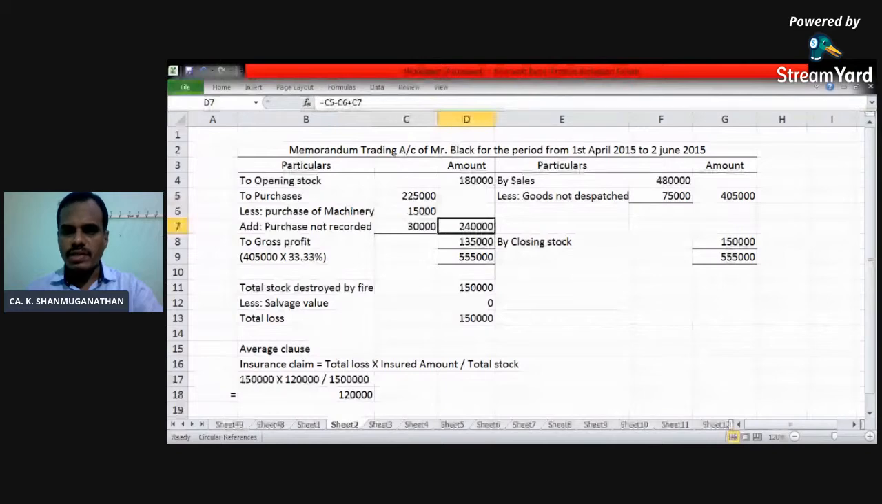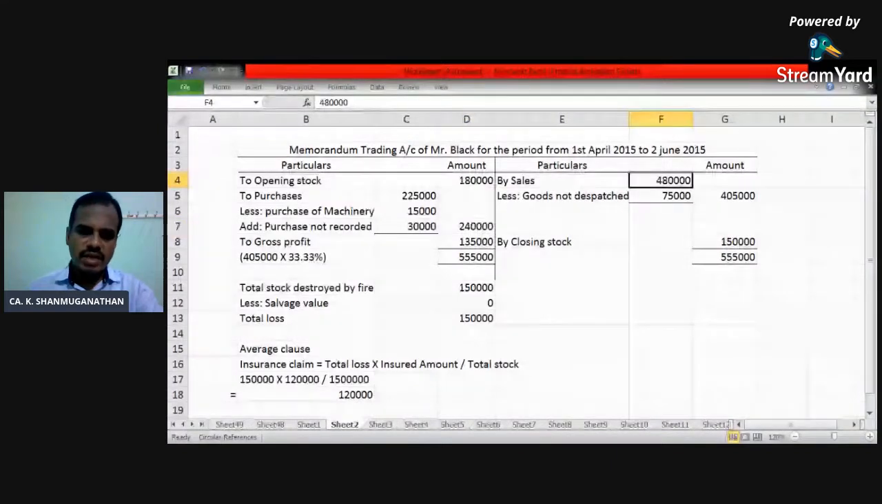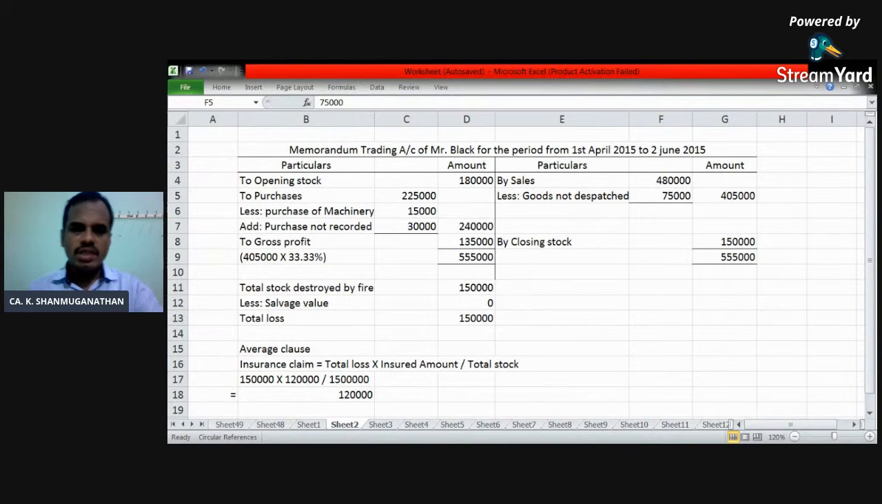Similarly, coming to sales, 4 lakh 80,000 is given in the question. Goods not dispatched, I should reduce. That is 75,000. You can check the question: goods not dispatched is given as the first detail. Sales up to 2/6/2015 do not include 75,000 of goods not dispatched to the customer. The invoice price is 75,000, and that is what we reduce. So the outright sale is only 4 lakh 5,000.